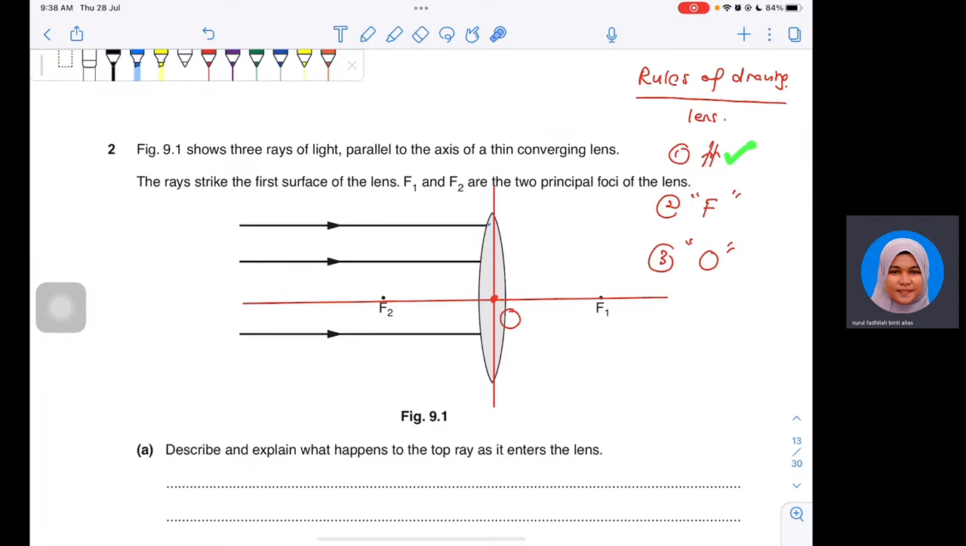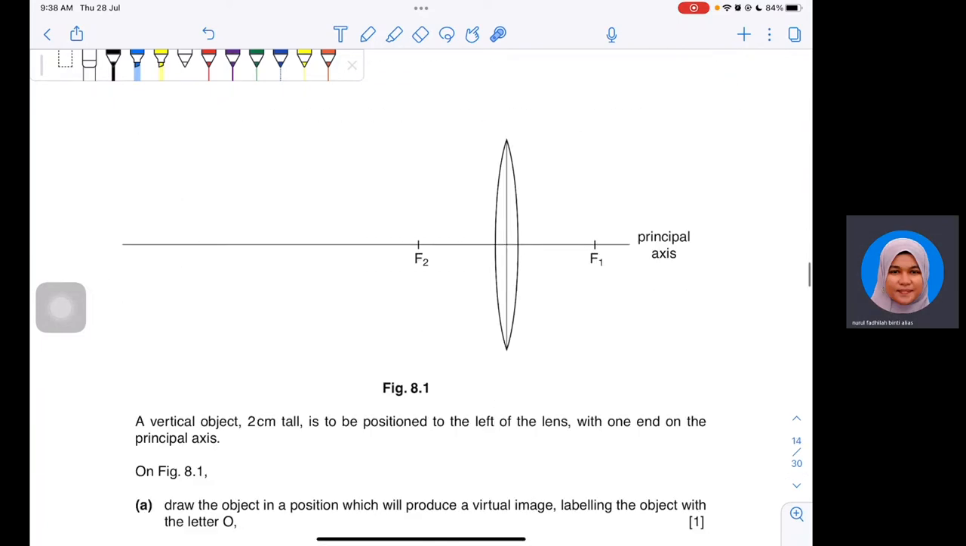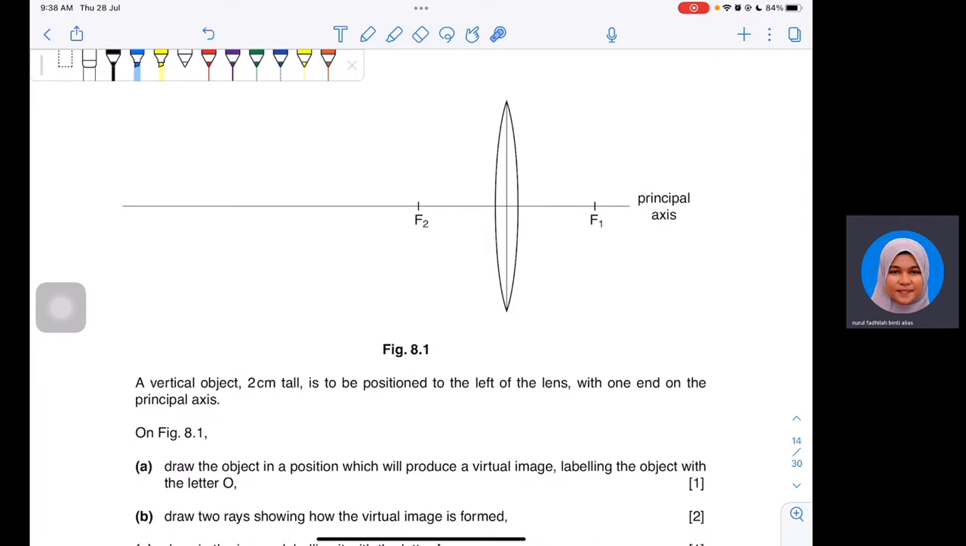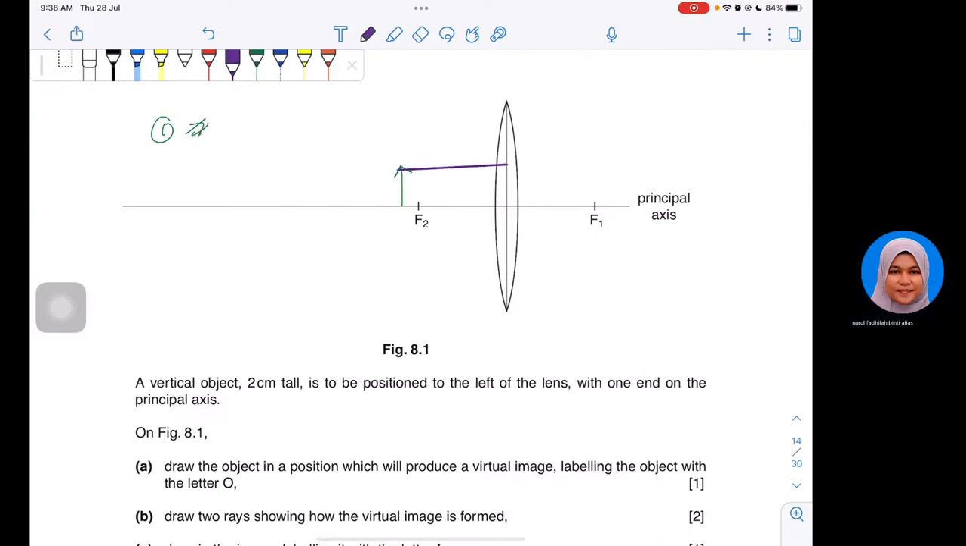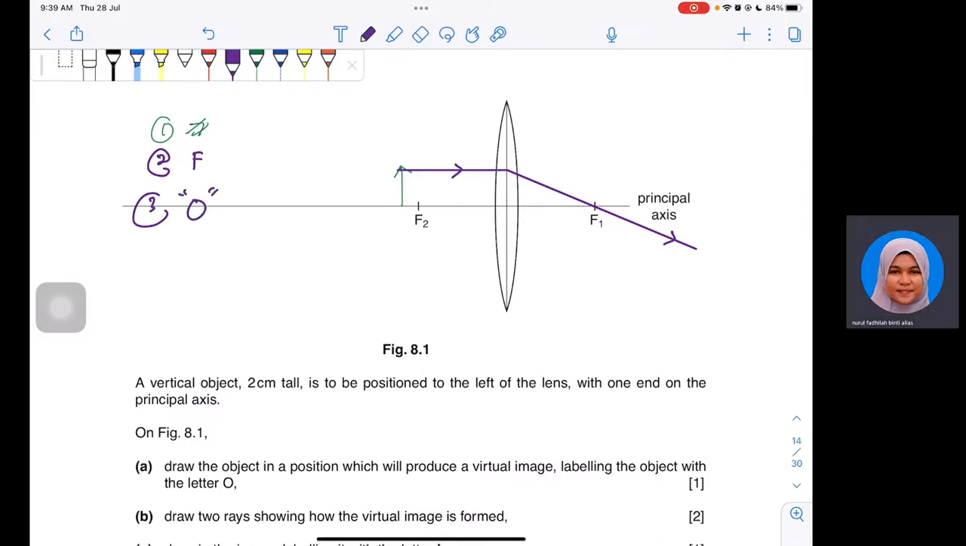If the question just gives, for example, draw the object somewhere here, and the object is there, and it says complete the ray diagram, then you follow the rules. For the first rule, parallel, so you draw a parallel line. Then what was the second rule? F. Pass through F. And then the third one, optical center. So here is the optical center, so you draw through the optical center.